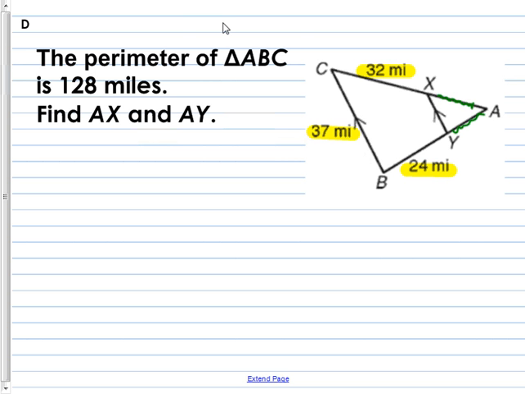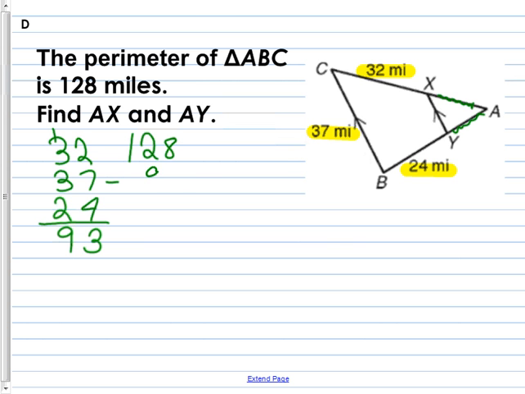So if I add those up together, 32, 37, and 24 makes 93. So 128 minus 93 is 35. So these two pieces that are left over, AX and AY, have to add up to 35. So I'm going to assign one of them to be called x. I don't know how much that is, but it's an x value. So this one, therefore, is going to be 35 minus x. It's whatever is left over.